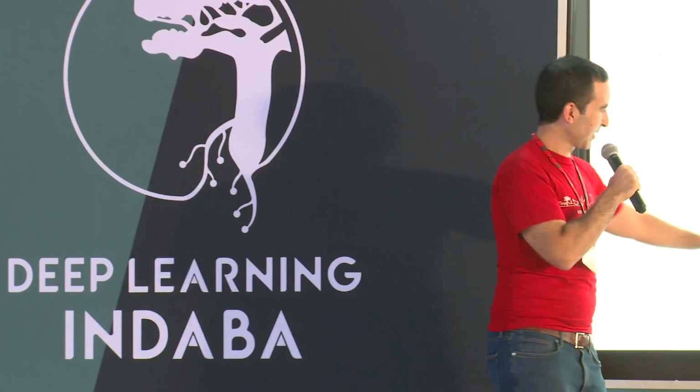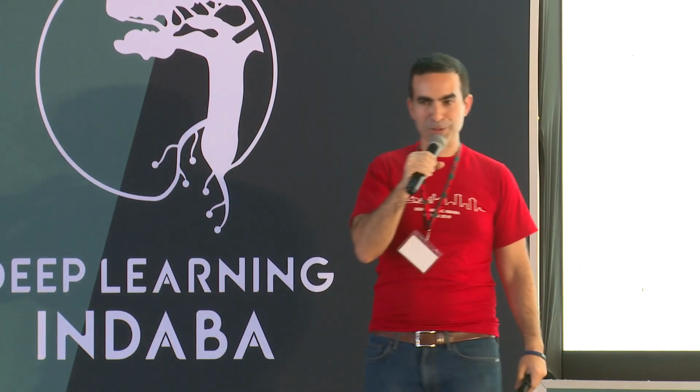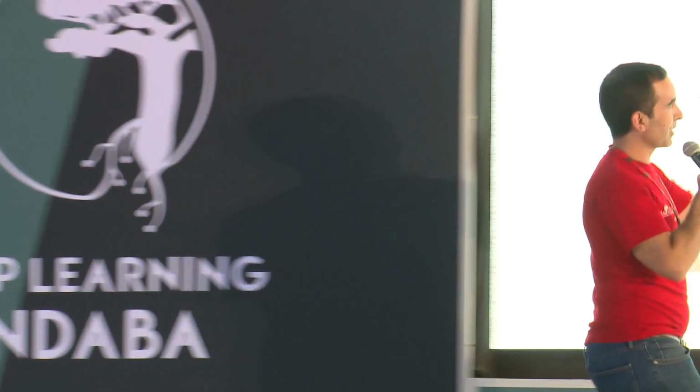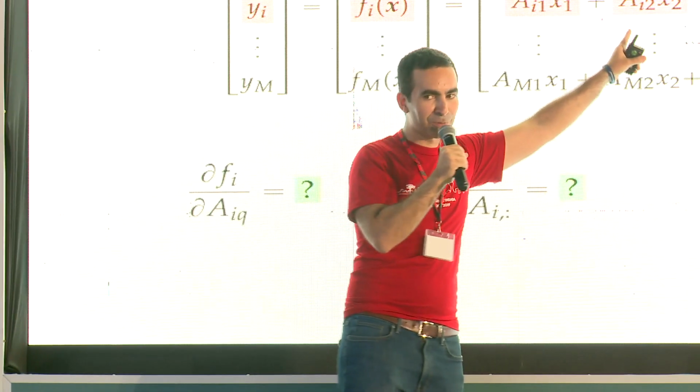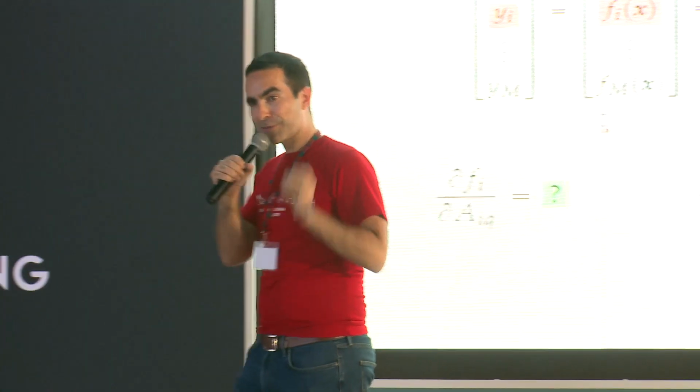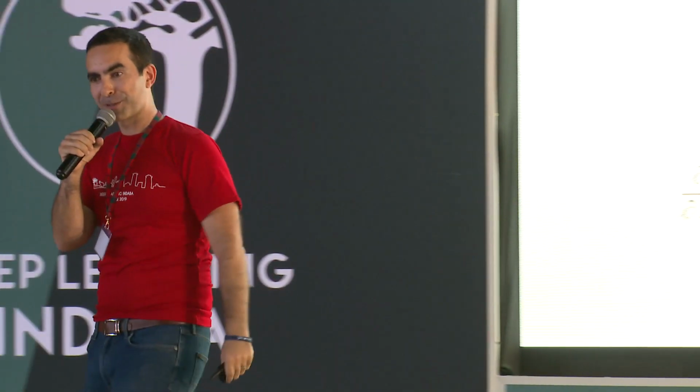Let's make it more simple. Let's say Q equals 2, okay? So we are literally looking at this term, AI2, X2, and I'm differentiating versus AI2. So what is this derivative? X2, here we go. And if I do this for Q, it's XQ.